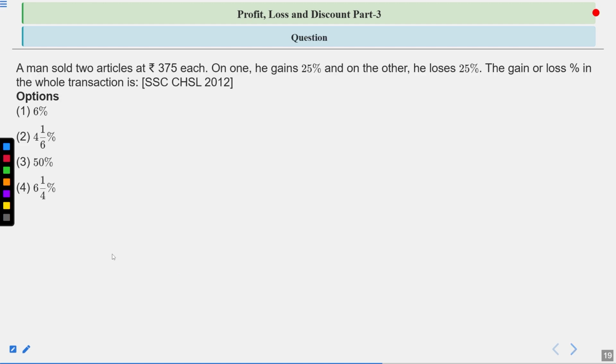A man sold two articles at 375 rupees each. On one he gained 25%, on the other he lost 25%. The gain or loss percent in the whole transaction is? This question was asked in the SSC CHSL exam in 2012. There are four options. First one is 6%, second is 4 and 1 by 6%, third one is 50% and fourth one is 6 and 1 by 4%. Now you have 10 seconds to analyze the question. Your time starts now.